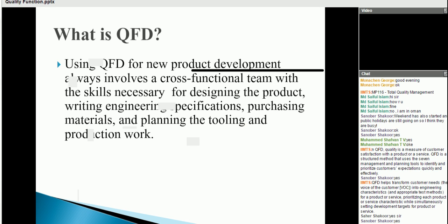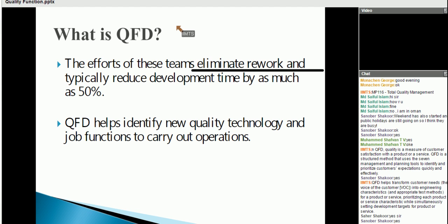Okay, let's proceed. The efforts of these teams eliminate rework and typically reduce the development time by as much as 50%. So it also helps in reducing the time taken for developing any product, because this process is so helpful that in the first shot it achieves its goals. QFD helps identify new quality, technology and job functions to carry out operations.